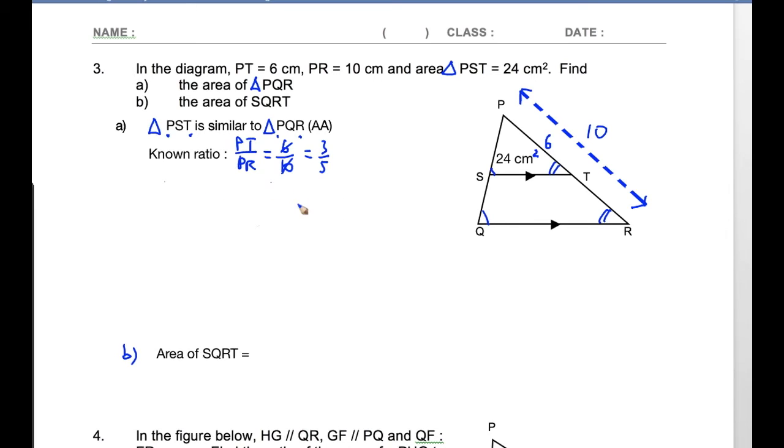We have learned that the ratio of corresponding areas, PST to PQR, is equal to the ratio of the known sides squared. Therefore, we have the area of triangle PST over the area of triangle PQR is equal to the known ratio squared. And we know the area of PST is 24.